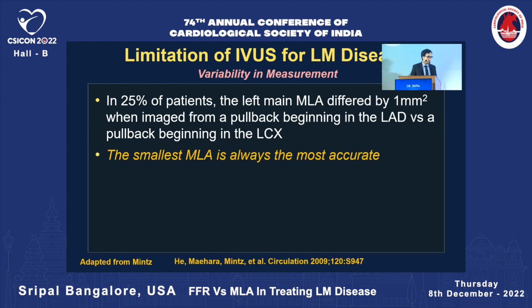What about IVUS for left main disease? This is data from Gary Mintz's work. Here, in 25% of patients, the left main MLA differed by 1 millimeter squared when imaged from a pullback beginning in the LAD versus a pullback beginning in the circumflex. So this is very important data, right? Because, as we were talking about coaxiality of our IVUS imaging catheter, this is important because 1 millimeter squared may mean a difference between whether you're going to treat it versus not treat it. And as we were taught, the smallest MLA is always the most accurate if you were to do these kinds of pullbacks.